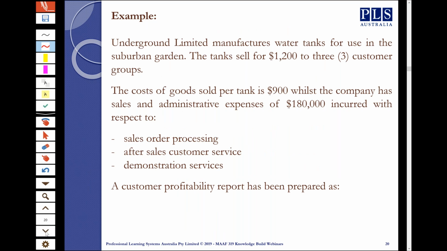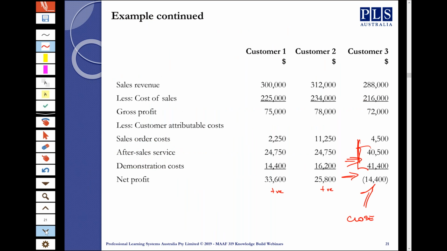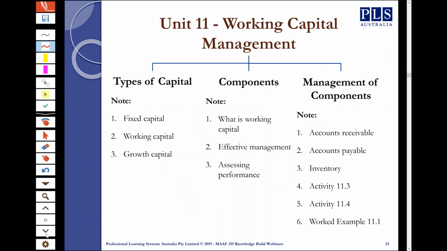Once you're through all that, however, we can then jump through to our Unit 11 coverage. Now, with respect to our Unit 11 coverage, we are now moving on to our working capital. This is the final area of your online assessment 3. And you'll find the Institute talks initially around the types of capital, fixed capital, working capital, and growth capital. They then focus in on the working capital area.